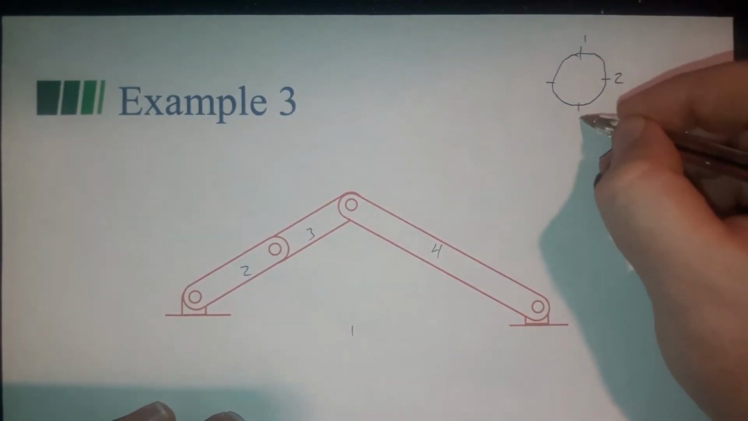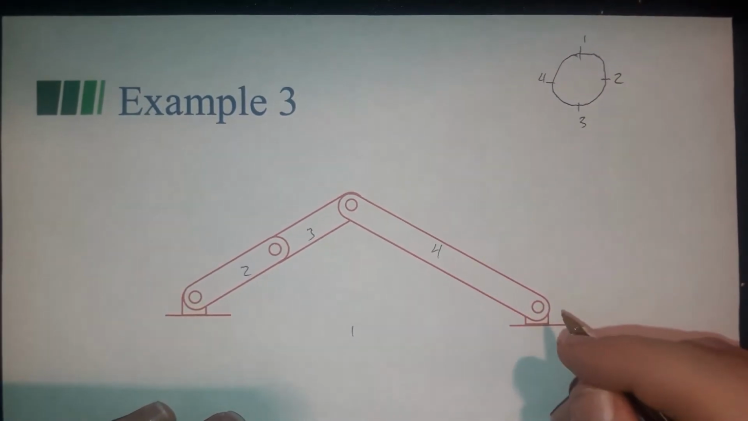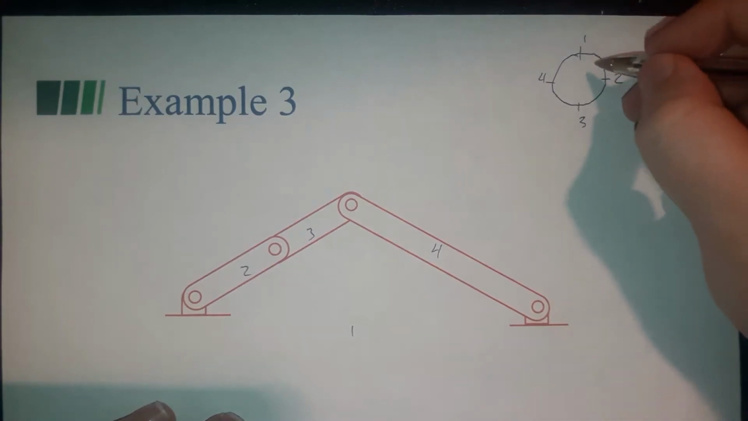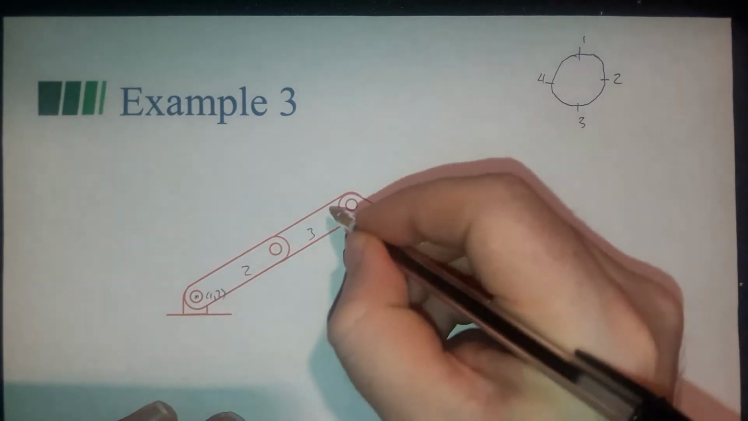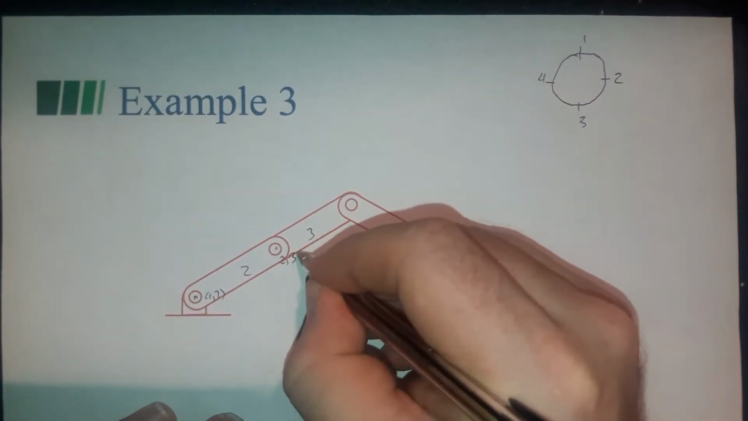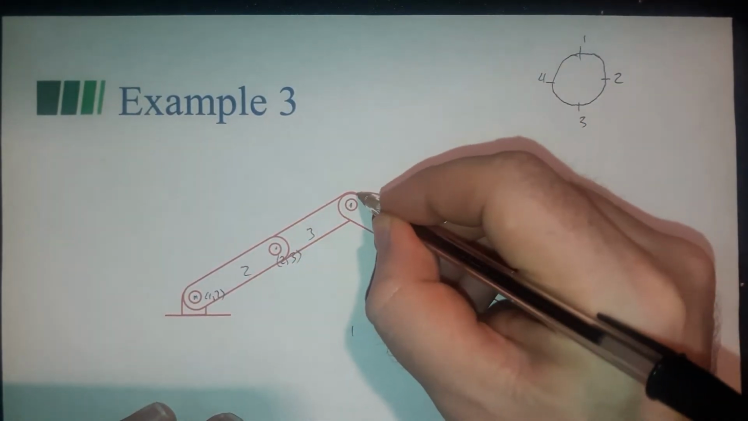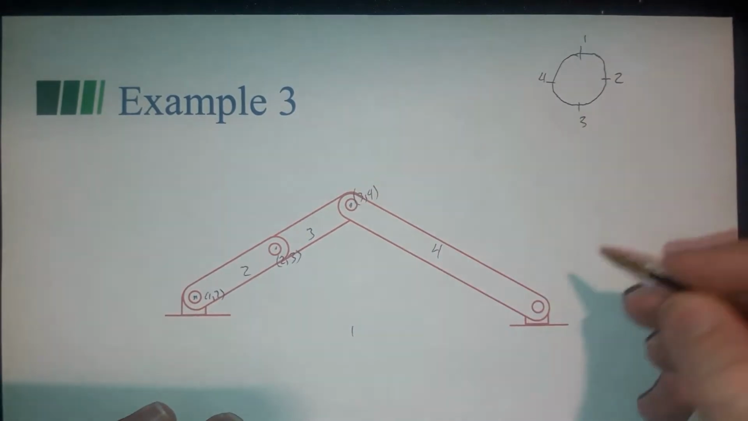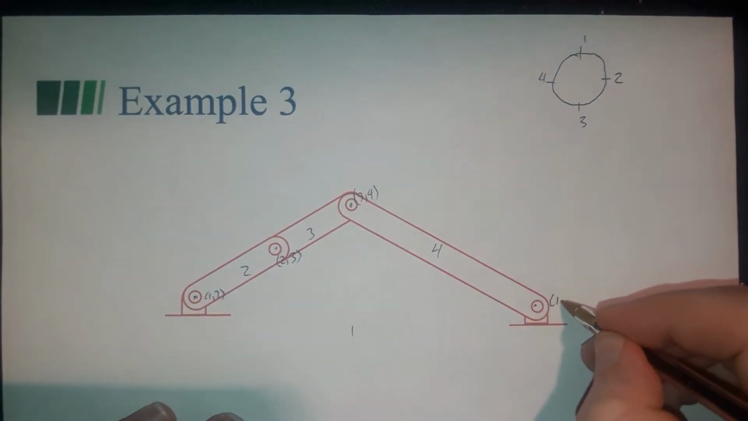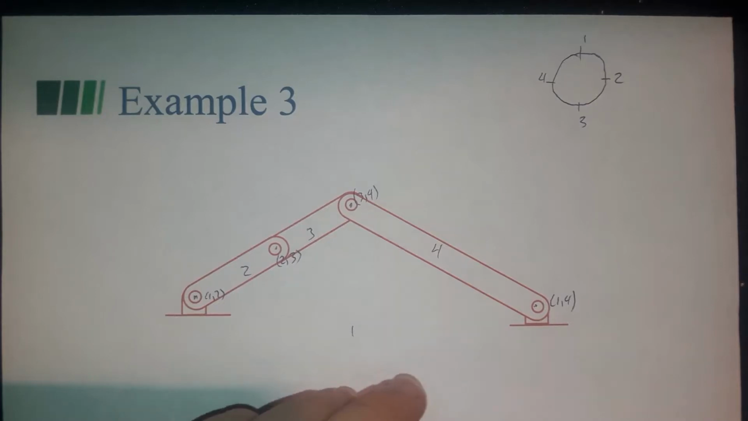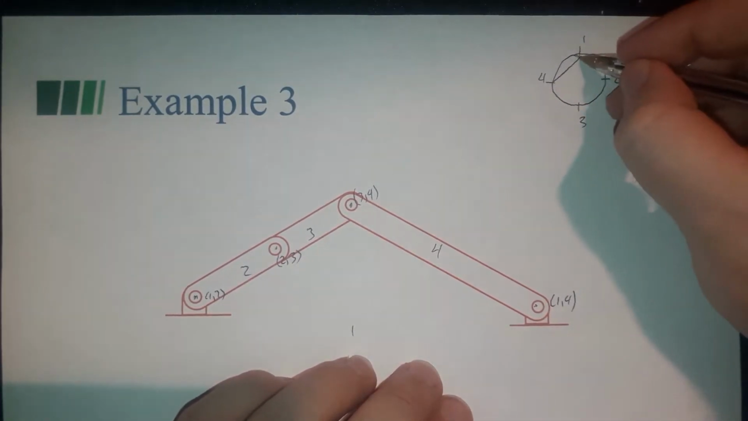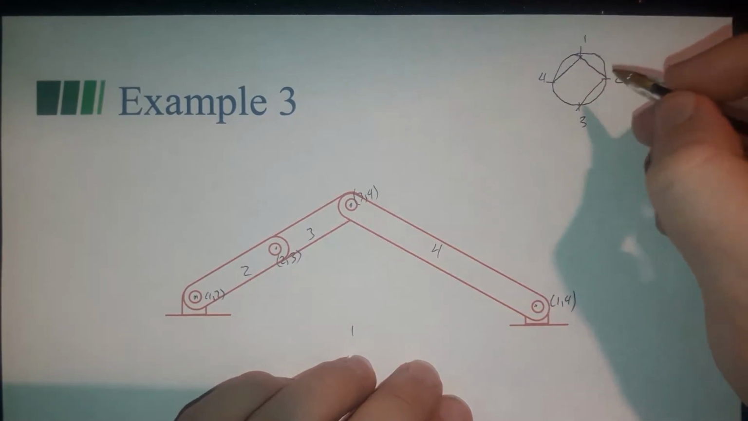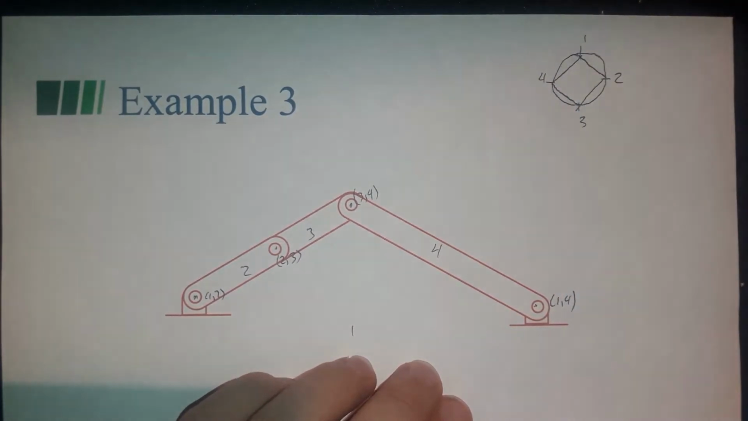So my circle diagram is going to have 4 nodes on it, and then I'll have instant center 1, 2, 2, 3, 3, 4, and 1, 4. And so my circle diagram will go like this.